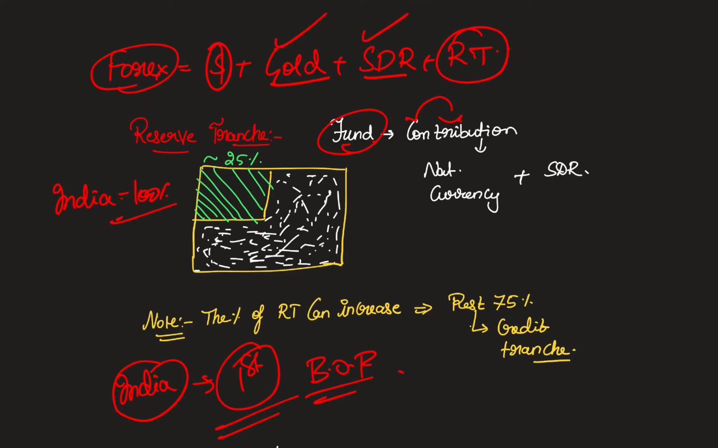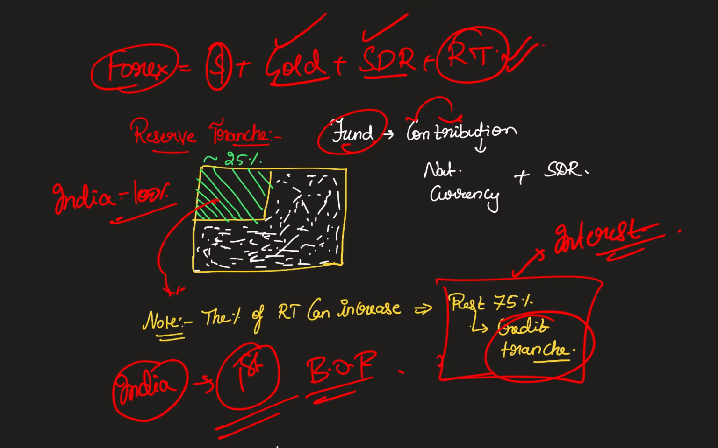It is our money, since we are only contributing it. That money as a buffer, we can use it in times of crisis. Now the green part you can see here, right? That percentage is reserve tranche. The rest 75%, if this part of the money is used by, let's say, India, we have to pay interest on this. This is therefore called credit tranche. It is not reserve tranche. So together this reserve tranche part contributes to the foreign exchange reserves.